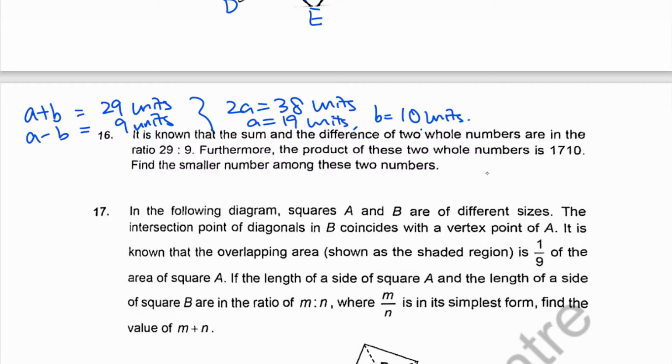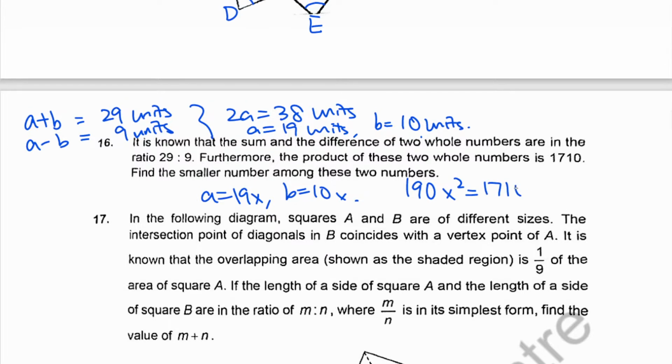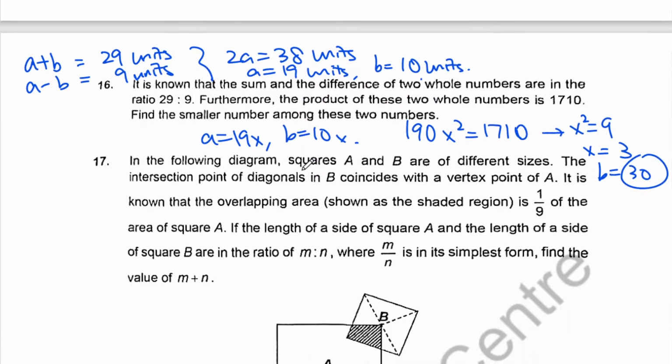Okay, so let's say A is equal to 19x, and B is equal to 10x. Then if I multiply them together, I get 190x squared is 1710. So that means x squared is 9, or x is equal to 3. Okay, so what's the smaller number? It is 10x. So B is equal to 30. So fairly straightforward for this question.